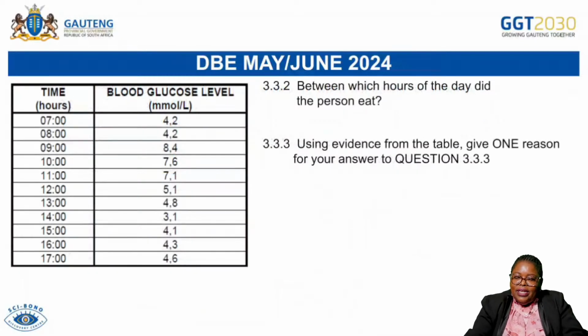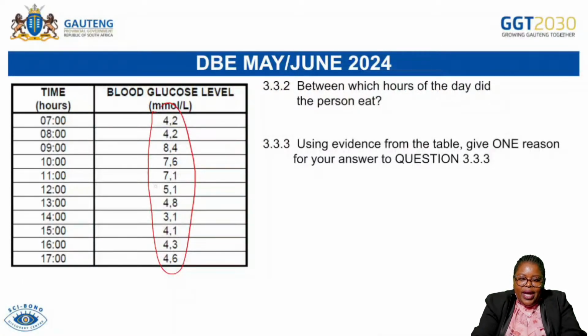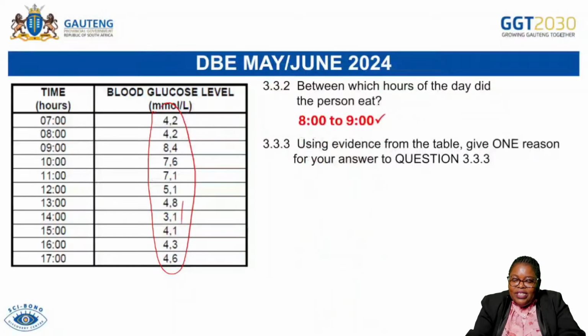Now, understand the diagram given. Between which hours of the day did the person eat? You need to look at the trend of the data that is given. At 7 it was 4.2, and you can look at any interval there. According to the table, it is from 8 to 9, because it was 4.2 and the blood glucose level increased to 8.4. So it is between 8 and 9. Give the evidence from the table.